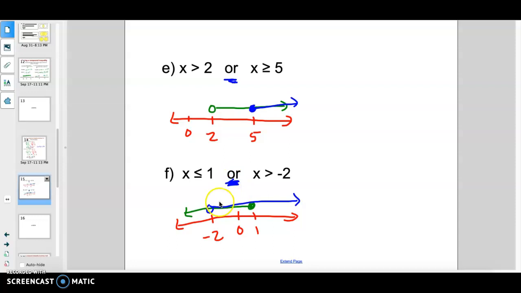All right, now that you've seen some examples of "or," why don't you try some practice problems, and then we'll look at "and" situations.